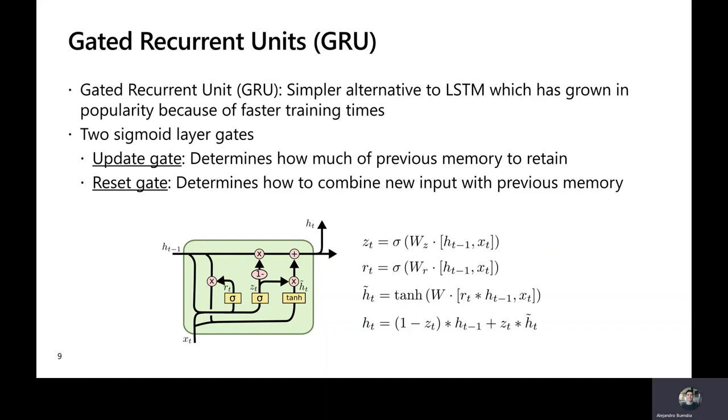The input to the sigmoid layers is similar as in the LSTM, but the architecture simplifies it to only two sigmoid layers. The cell state is also eliminated and everything is captured by the hidden state vector, as can be seen by the equations in the diagram.